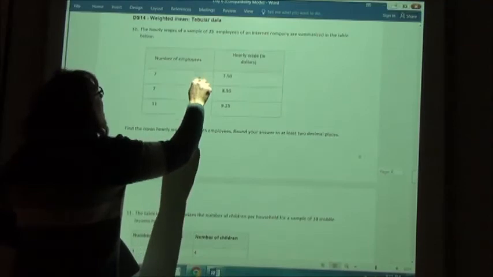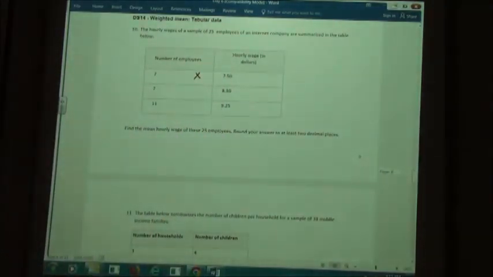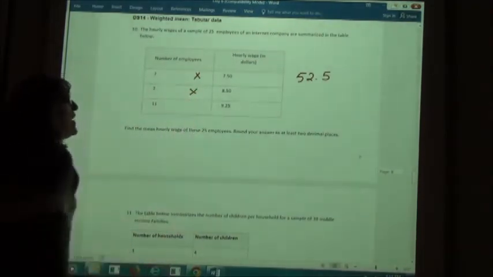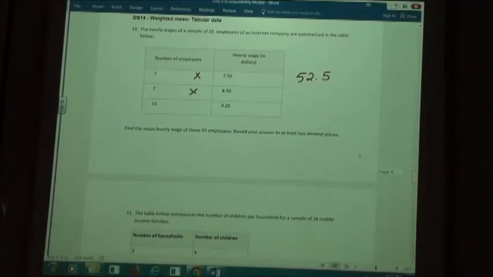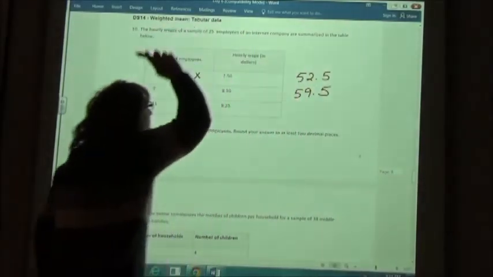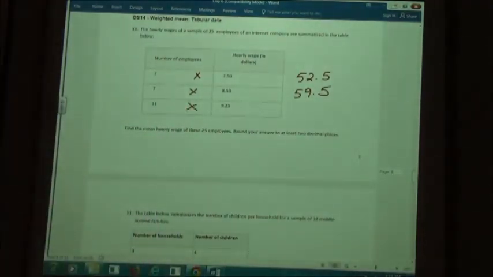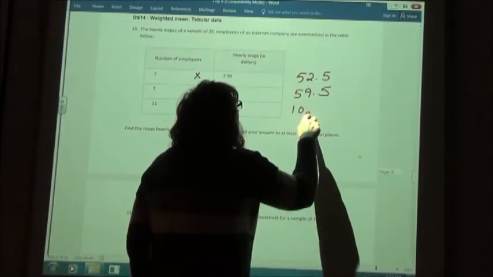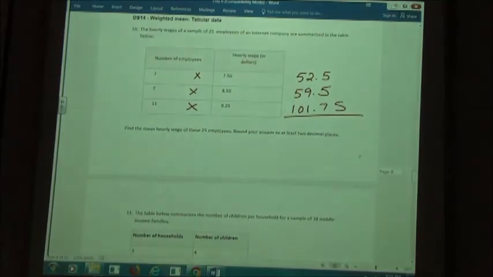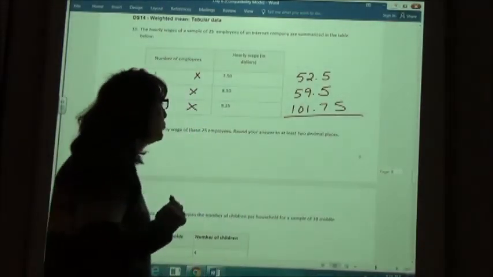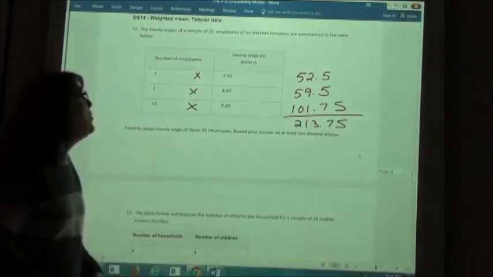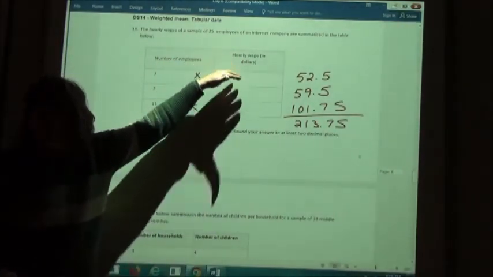So 7 times $7.50 would give you 52.5, right? 7 times my 850 is 59.5, or 59.50 if you're writing money. And then 11 times $9.25 is 101.75. We're going to add those values together. So go ahead and add those up for me. $213.75.